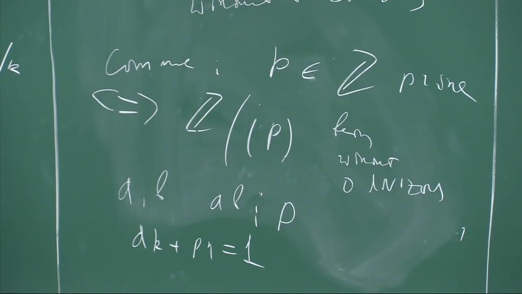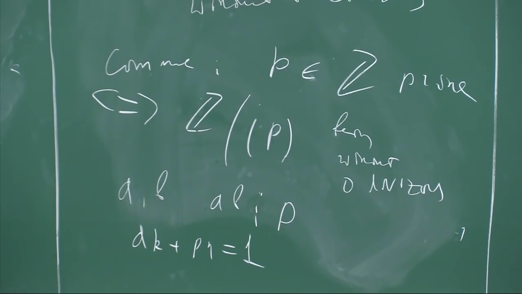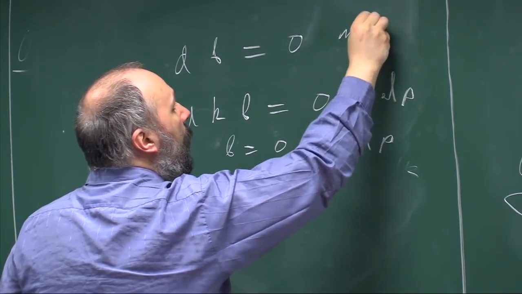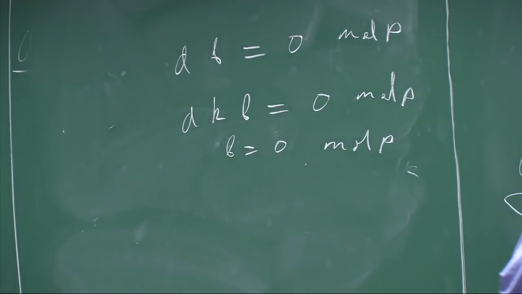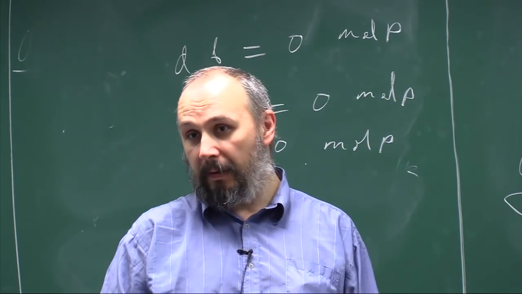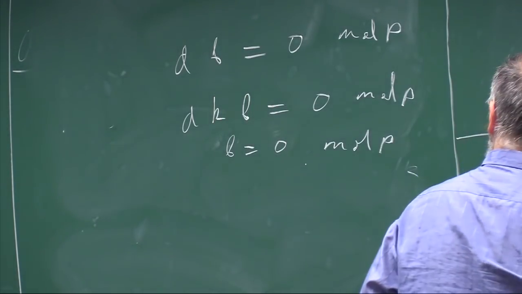And then this has to be 1 because P is prime. But then this means that A is invertible. It can't be a zero divisor. Because if AB is equal to 0, you can multiply it by K: AKB is equal to 0 as well, but AK is 1 modulo P, so B is equal to 0 modulo P. So if you have a ring where every element is invertible, it can't have zero divisors. And the same is true because you also have the Euclidean division algorithm for polynomials. So this is the same statement, and the proof is the same.